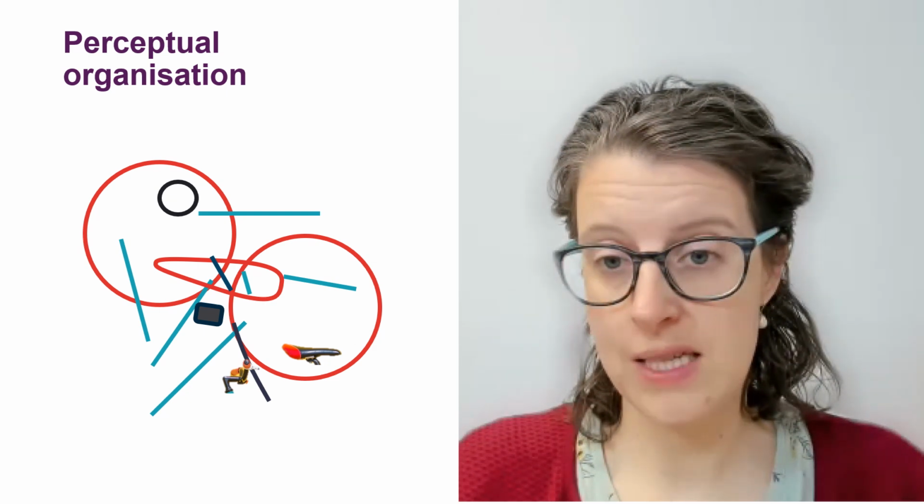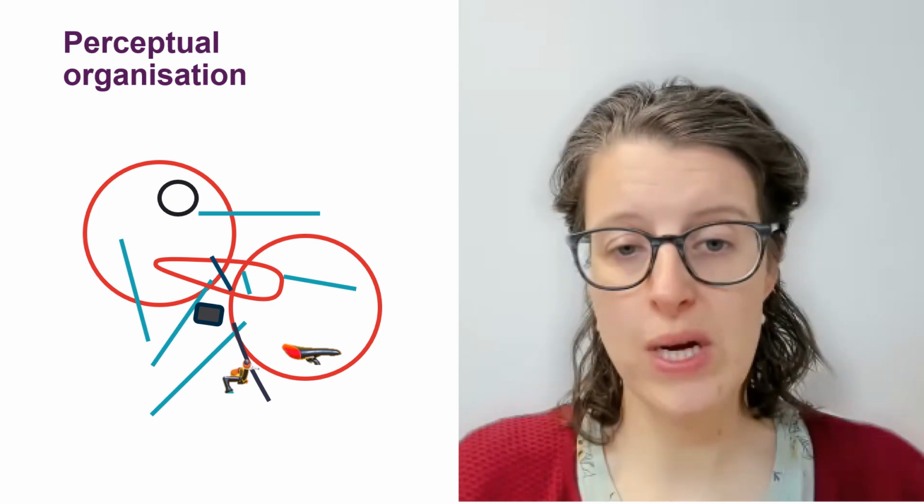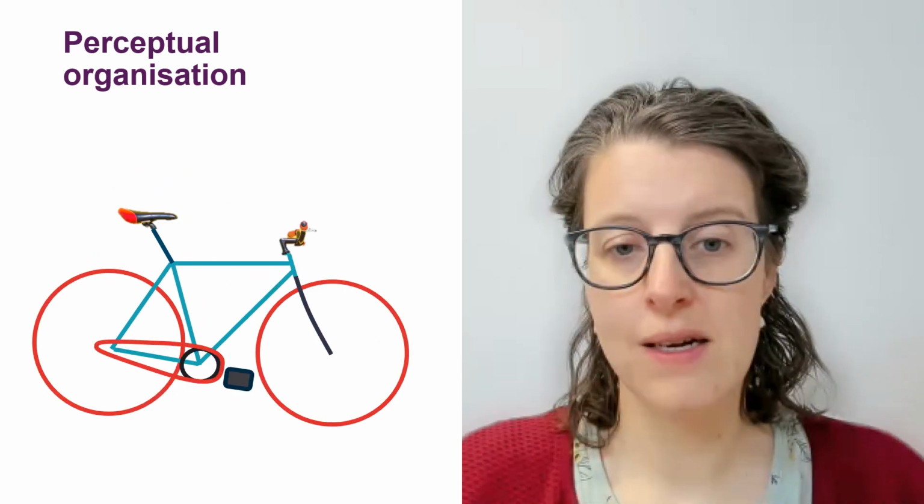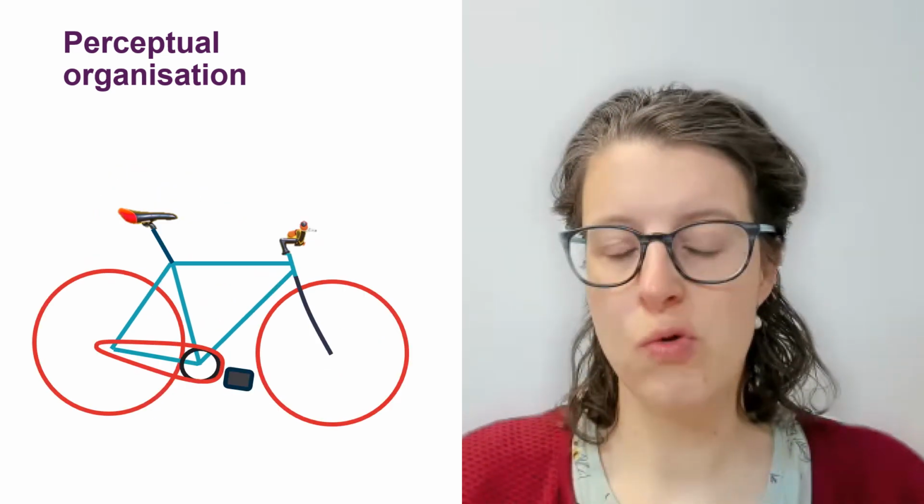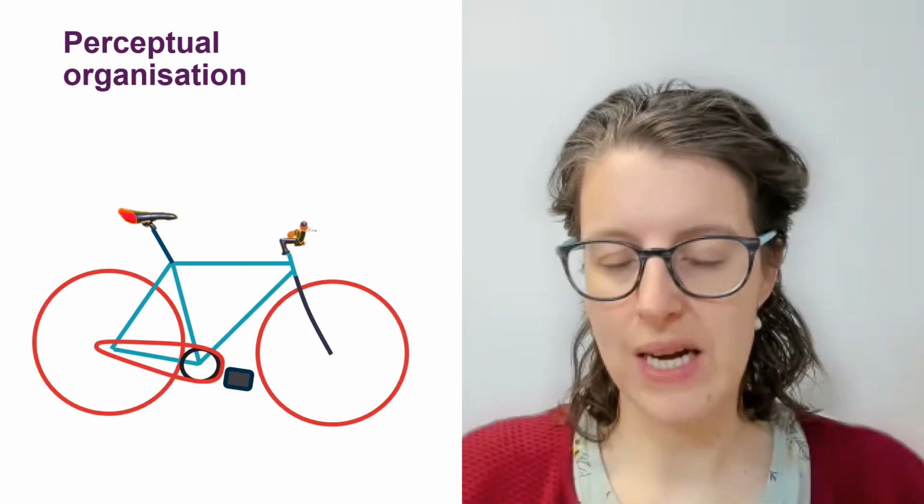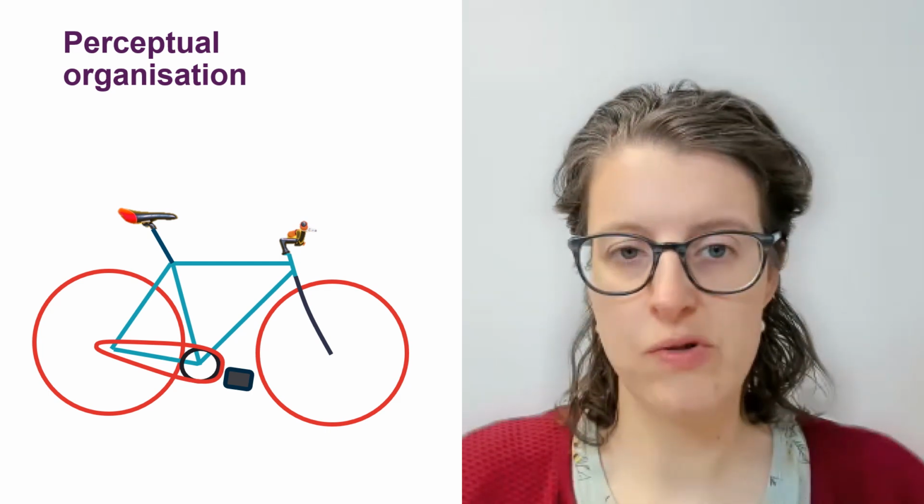So this example here is not very coherent. What your brain needs to do is make this. So group all these elements in a meaningful way together. So that's perceptual organization.